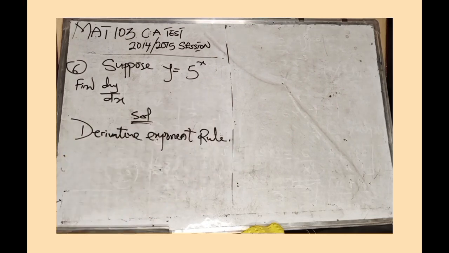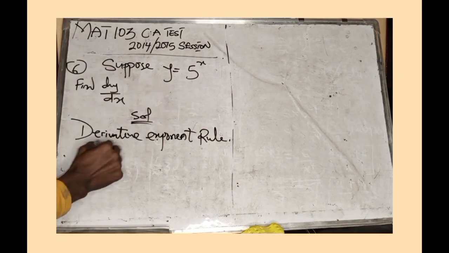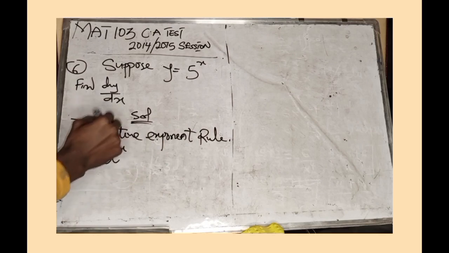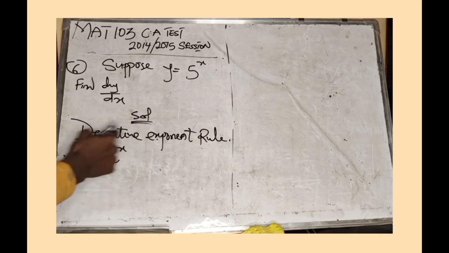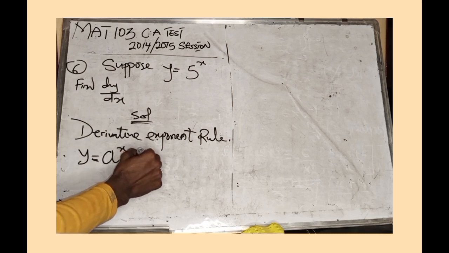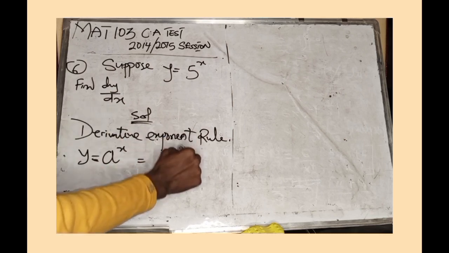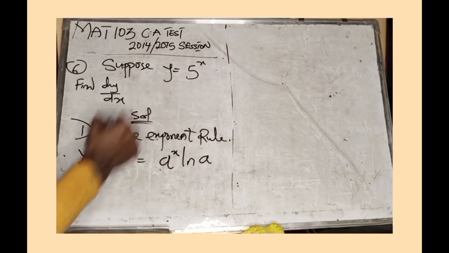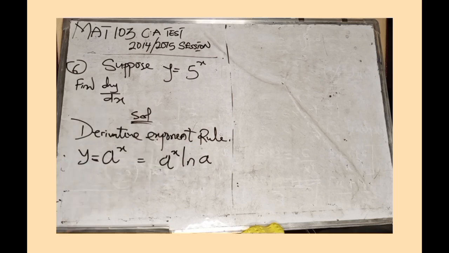Okay, so the rule states that if y is equal to a^x, you should find dy/dx. I'm giving an instance. The rule states that whenever we have a constant powering a variable, the derivative can be written as a raised to the power of x, then ln a.